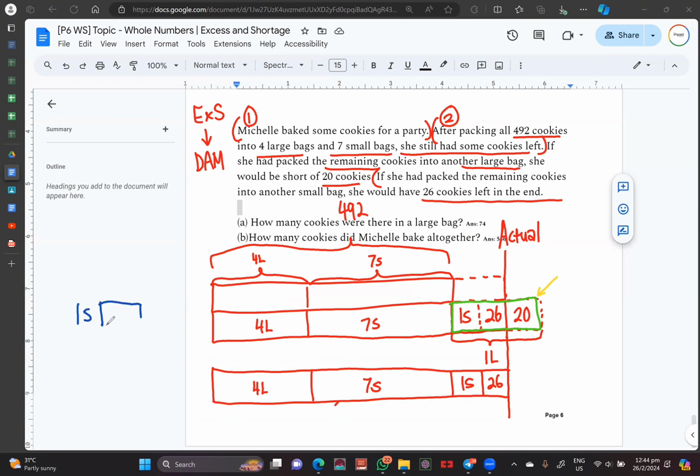You can see from here that one small is obviously smaller than one large, right? But the question is by how much? We can see that it is by 26 and 20. So that gives me 46. So that one large bag is actually 46 more than the small bag.